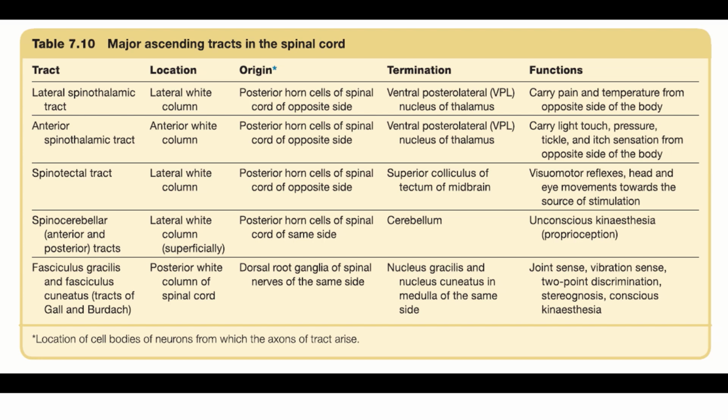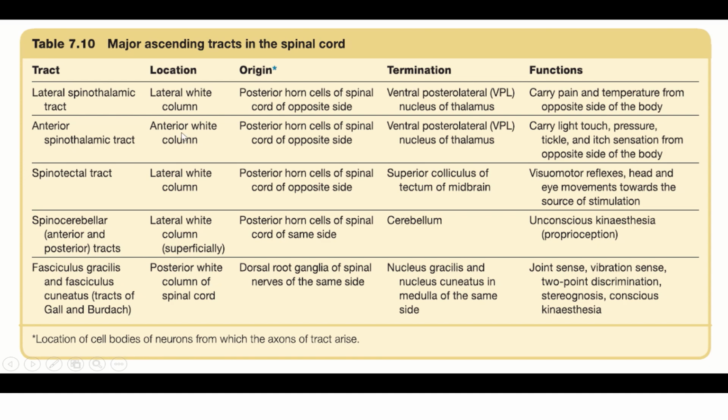So now to give you a summary: lateral spinothalamic tract, location lateral white column, origin is from posterior horn cells of the spinal cord of the opposite side. This tract is completely explained in relation to the spinal cord. But before that, the first order neuron is coming from the dorsal root ganglia. Then they'll go up to the ventral posterior nucleus of thalamus. From there they'll go to the sensory cortex. So they carry pain and temperature from the opposite side of the body.